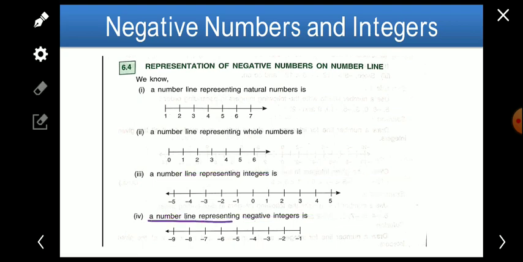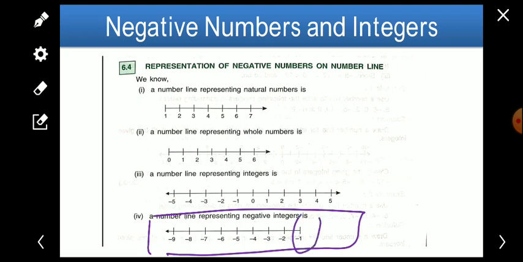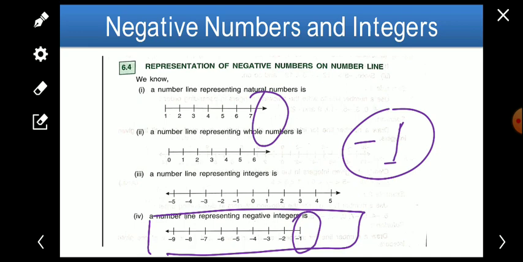Now our line representing negative integers. If we have to represent only negative integers, then what will we do? We will draw only negative integers. We will start with -1, because the negative integers start with -1, not with 0. Remember that 0 is not a negative integer.